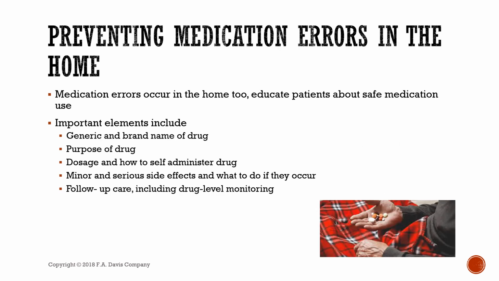Medication errors do not only happen in the hospital setting, they also can happen at home. This is why patient education is very important and it should be done before the patient starts to take the medication. You want to make sure you include things such as generic and brand name of the drug, why they're taking the drug. You want to make sure you include the dose and how they need to administer the medication. Educate them on minor and serious side effects and what to do if these side effects occur. You want to make sure you educate them on the importance of follow-up care as well.